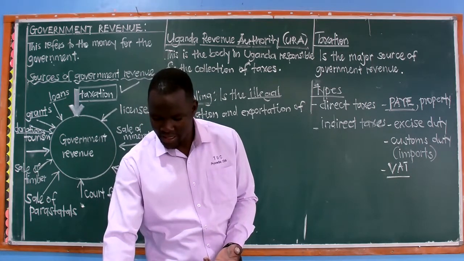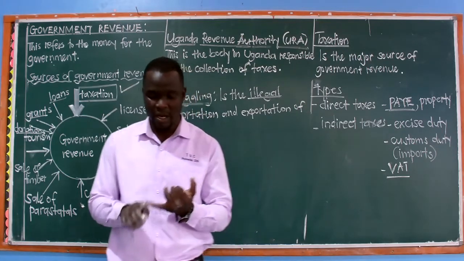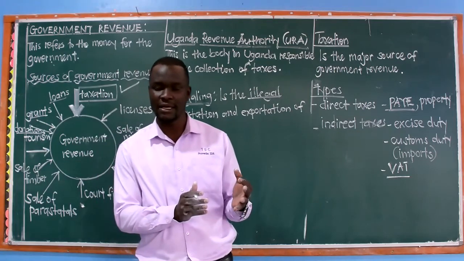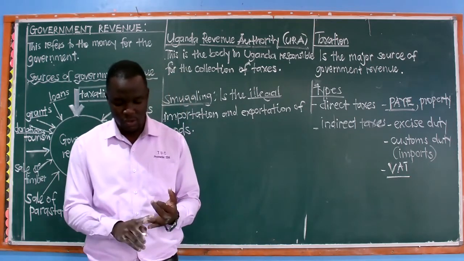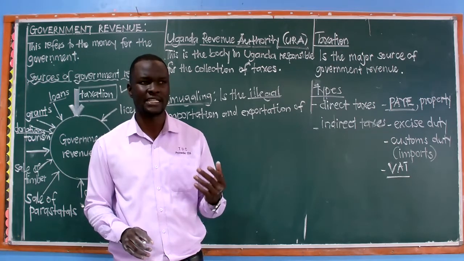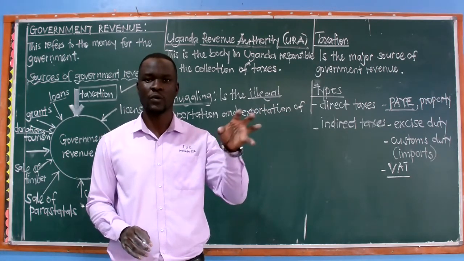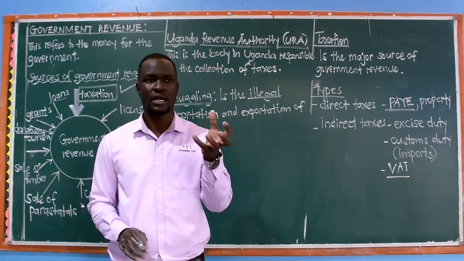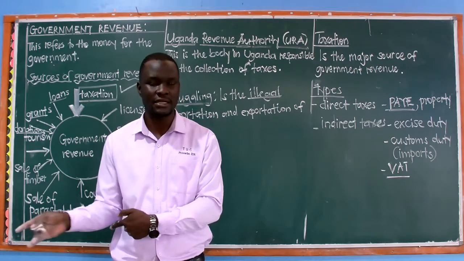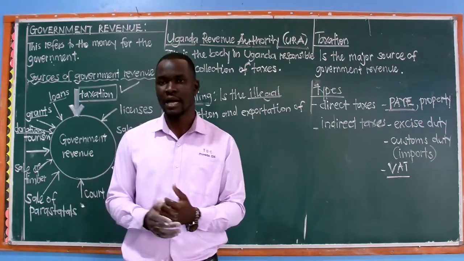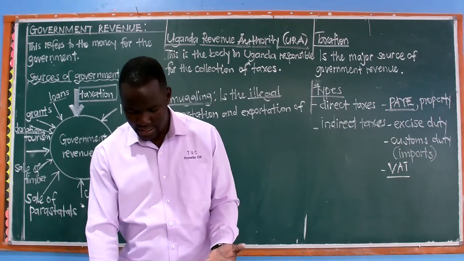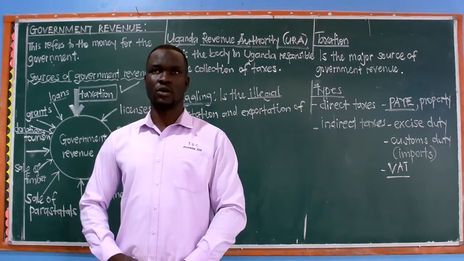Problems facing the URA when it is collecting. Number one, we have talked about people who smuggle, making it not collect that money. Number two, we have corrupt government officials. Sometimes the people working with the URA, because it deals with money, collect the money and divert it for their own benefit. So the government realizes a loss. That's what we call corruption.